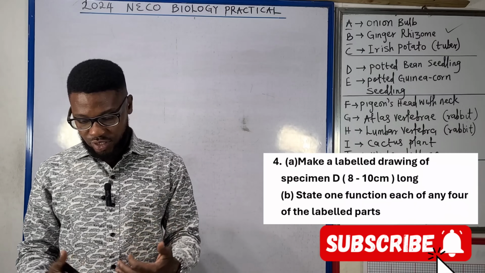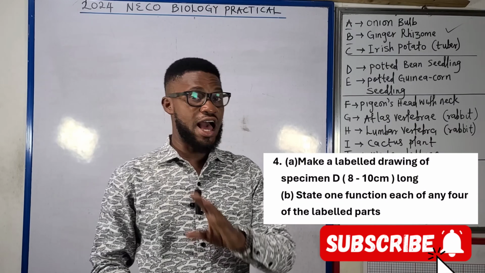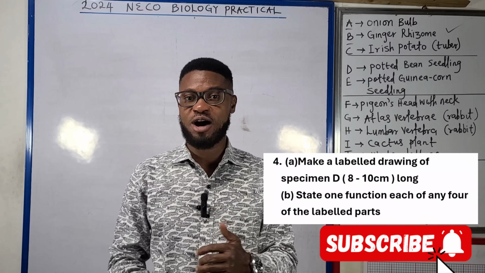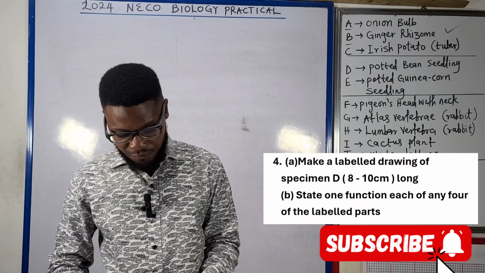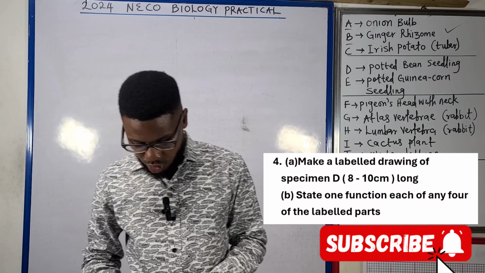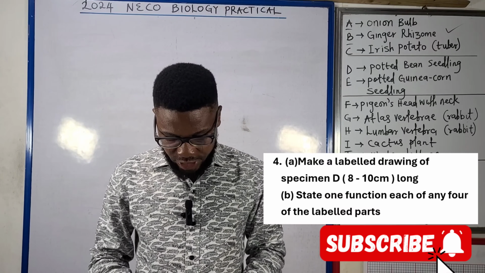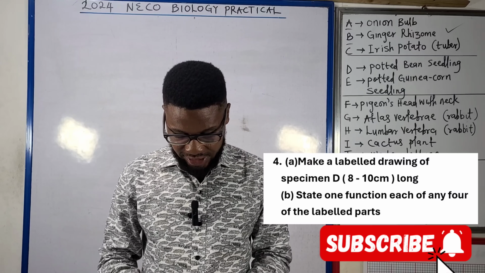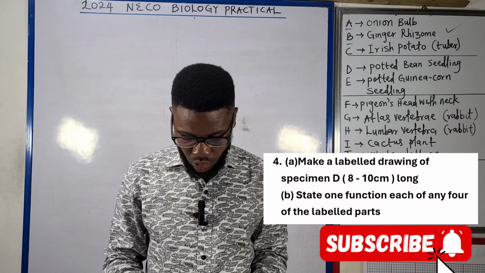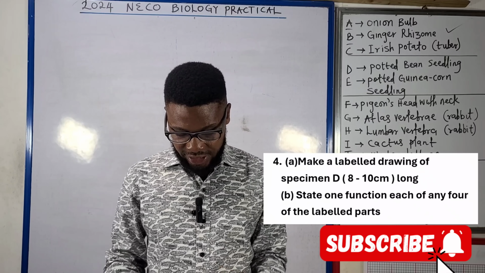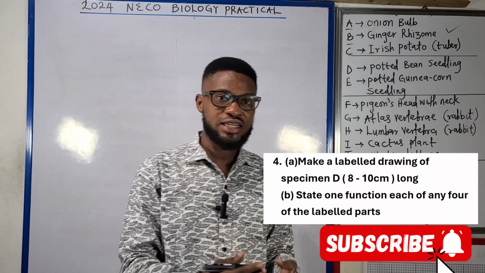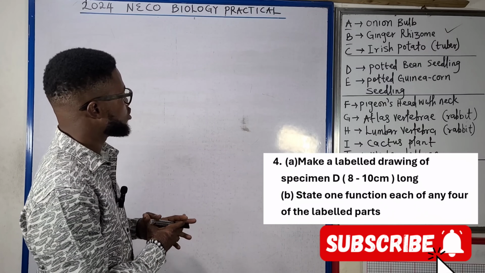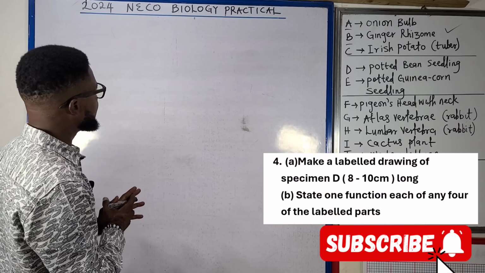So moving on to the next question, question 4A. As you know, biology practicals are not complete and can never be complete without a drawing. In question 4A, we were told to make a drawing 8 to 10 centimeter long of specimen D and label fully. So it's about time we get our pencil and try to draw things. Let's see what things should look like.